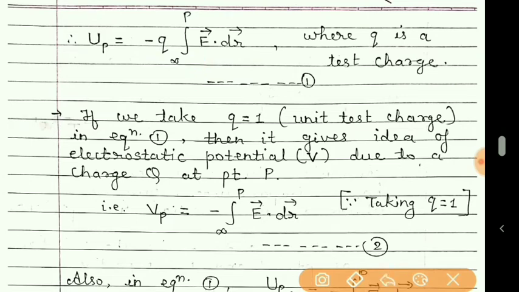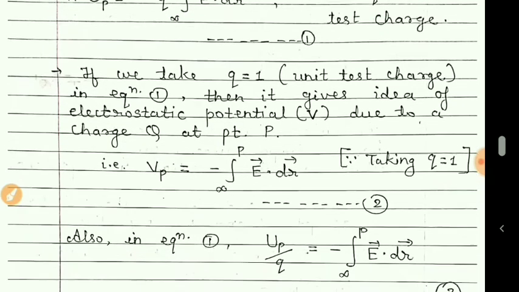Let us give this equation number 1. We know that this infinity and this point P, they are the limits, because the charged particle is brought from infinity to this point P.